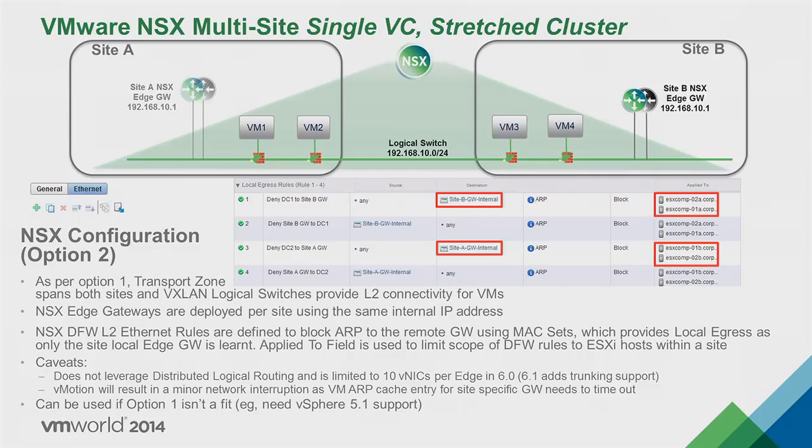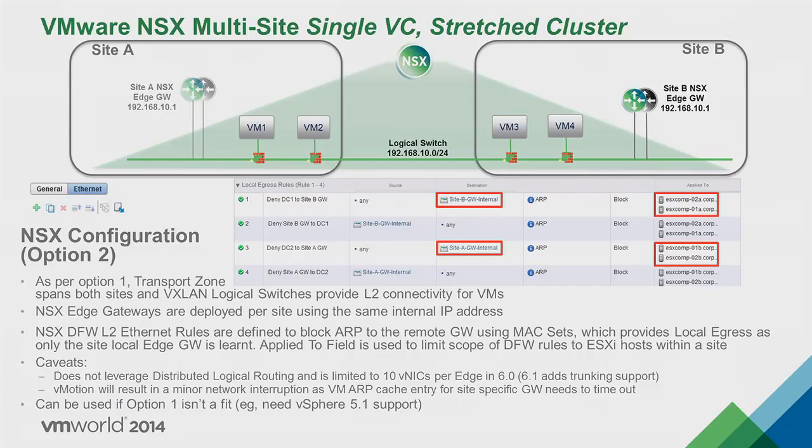So the caveat with option 2 is that it does not leverage distributed routing. That's really why we recommend option 1. In NSX 6.0, there was a limit of 10 VNICs on an edge firewall, which limited scalability. Actually, in our upcoming 6.1 release, we've removed that limit by enabling VLAN and VXLAN trunking. So technically, that 10 NIC limit no longer applies.